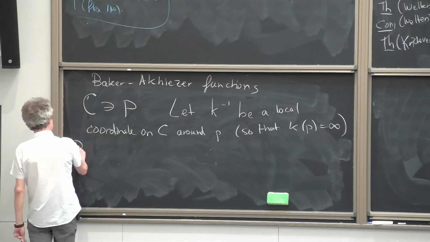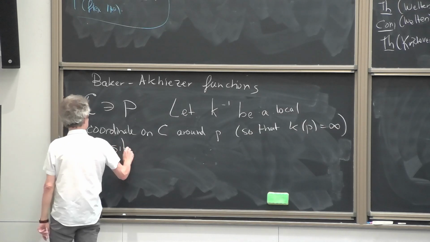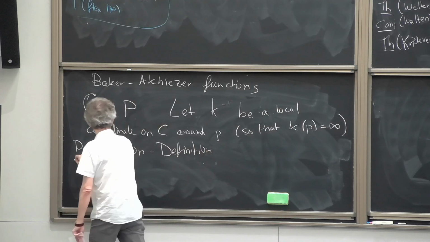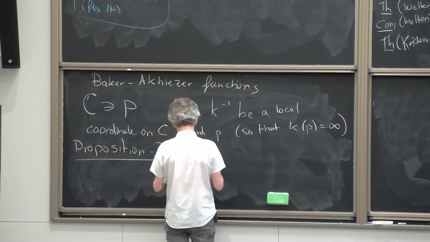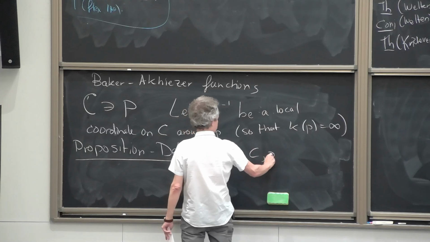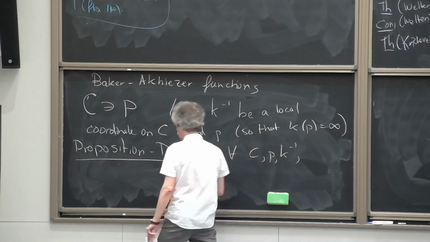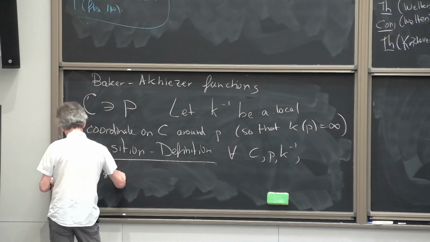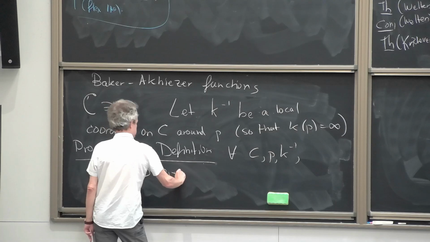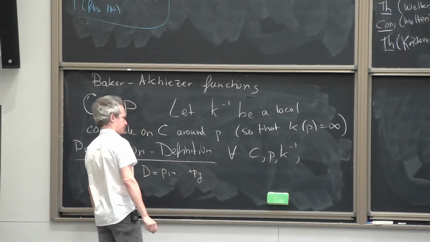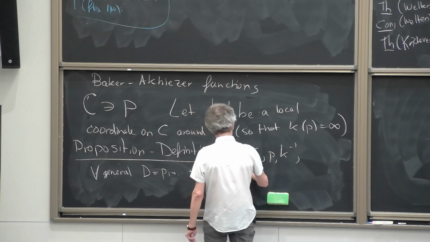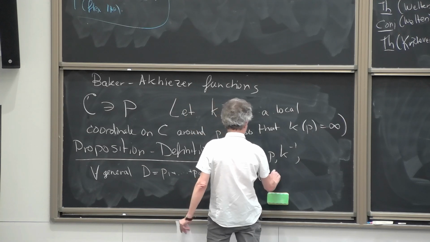Proposition, also called definition. It says the following: for any C, P, K inverse and any general divisor D equal to P1 plus dot dot dot plus PG, there exists a unique function psi, which I'll write as psi of x and p.